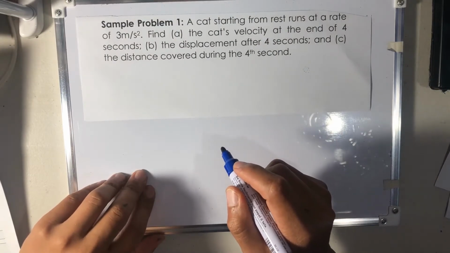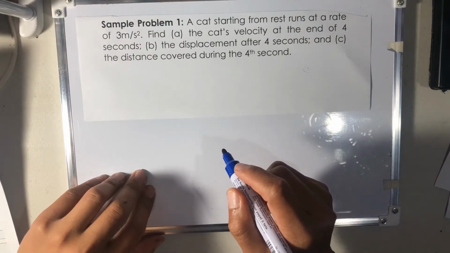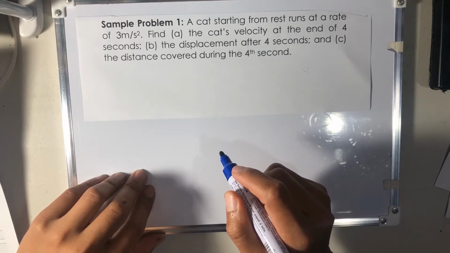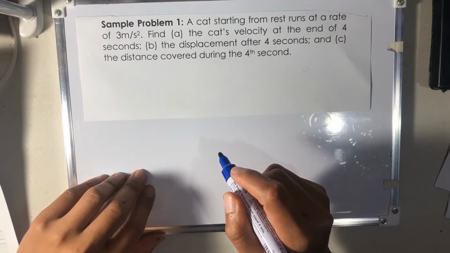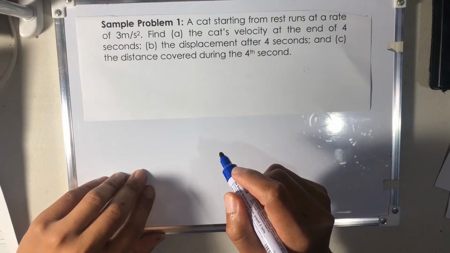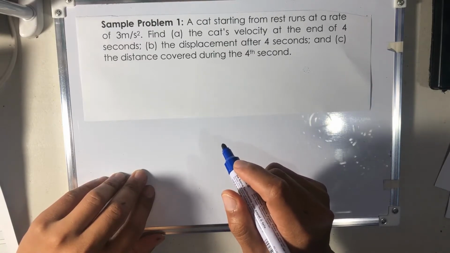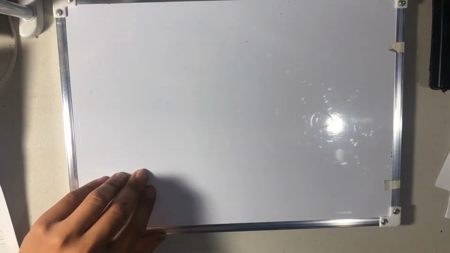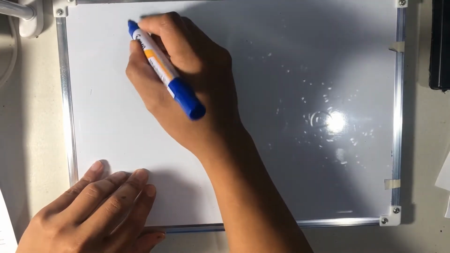Let us solve sample problem 1 under UAM. A cat starting from rest runs at a rate of 3 meters per second squared. Find A, the cat's velocity at the end of 4 seconds, B, the displacement after 4 seconds, and C, the distance covered during the 4th second. So let us use an illustration to understand the problem.